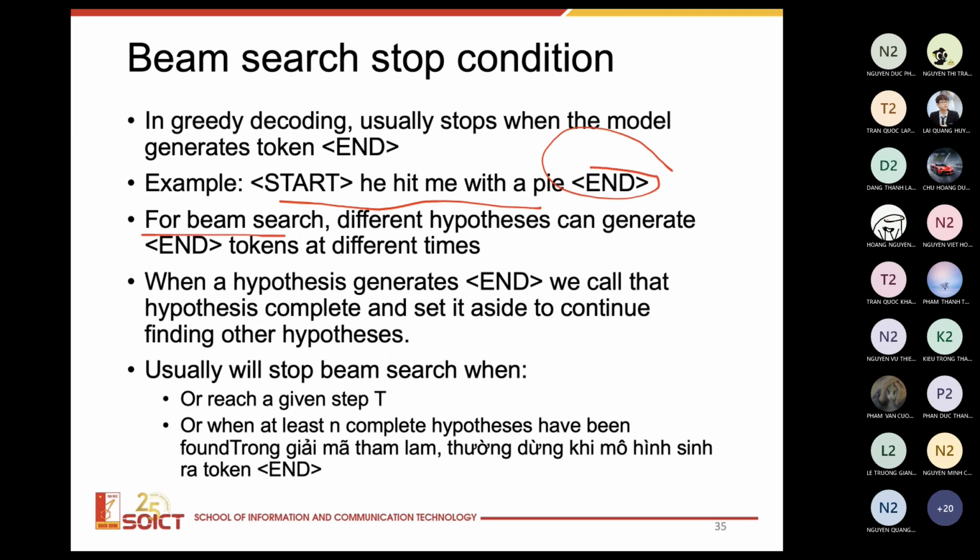For beam search, because we have different hypotheses, they can generate the END token at different times. So when a hypothesis generates the END token, we call that hypothesis complete and set it aside, and we continue finding other hypotheses, right? So usually we will stop the beam search when we reach a given step T, I mean we found the solution with the specific length, or when at least a complete hypothesis has been found, right?